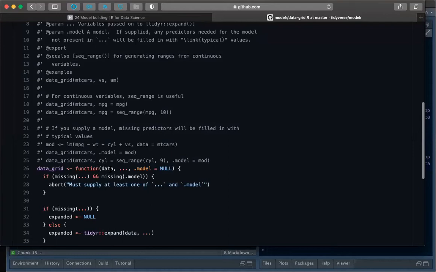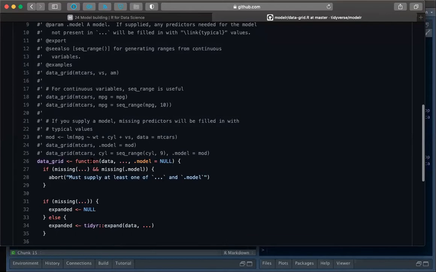So what they are saying here, if we look at the function here, this is the data grid, right? If we have the data grid, it has 3 arguments. The first one is the data. The second one is the range you give for the variable, and the third one. So there must be at least one of these, either this or this.